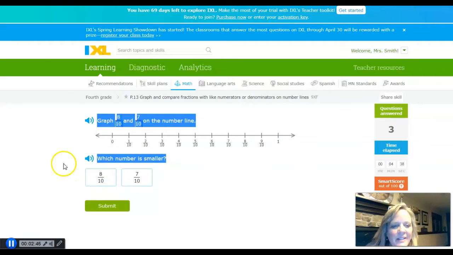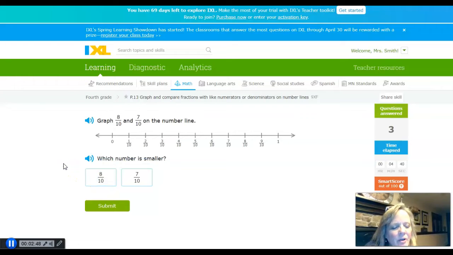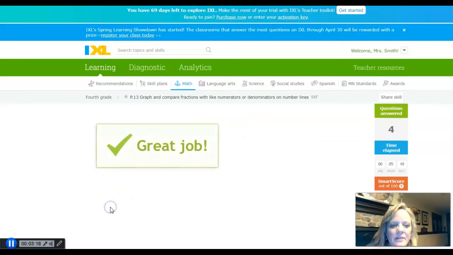Let's try one more here. I have two numbers that I need to locate on the number line. I have 8/10 and 7/10. 8/10, when I look at the number line, is broken up into tenths. So I can find 8/10 on my number line, click that there. I can find 7/10 on my number line and click that there. And then I need to figure out what is the question that they're asking me. Which number is smaller? 7/10 is smaller. I'll click on that and submit my answer.